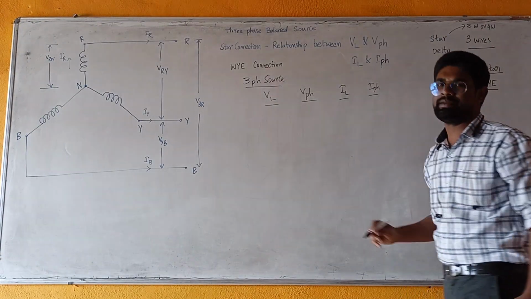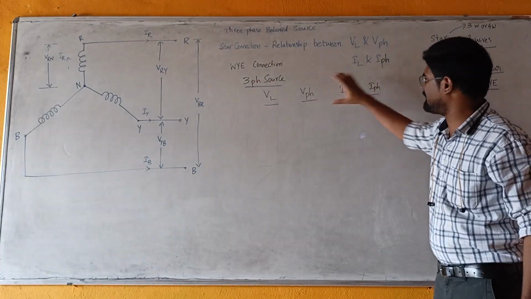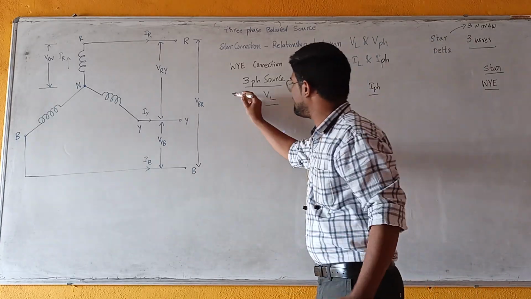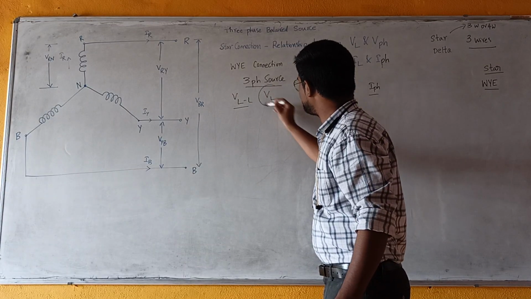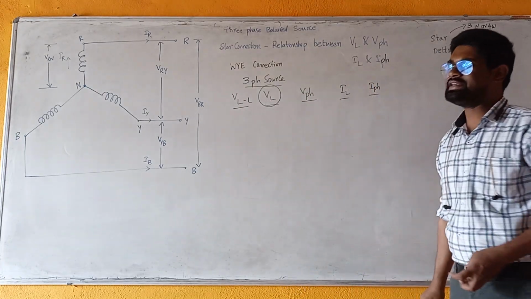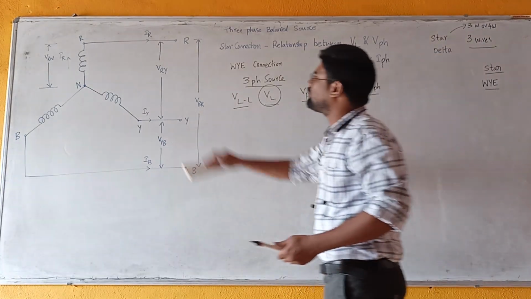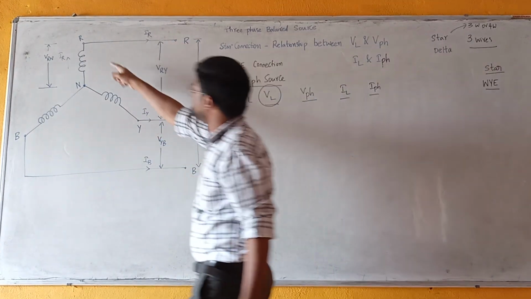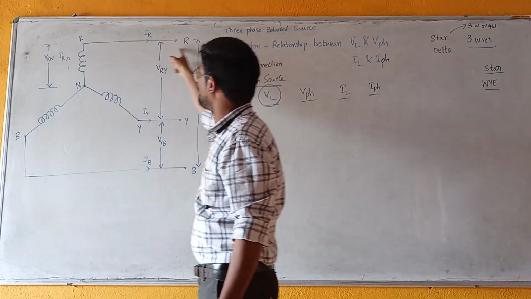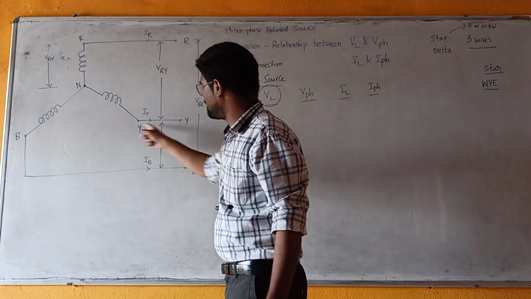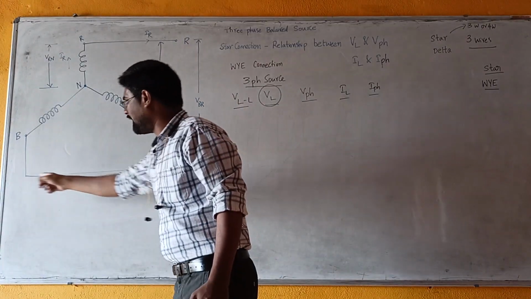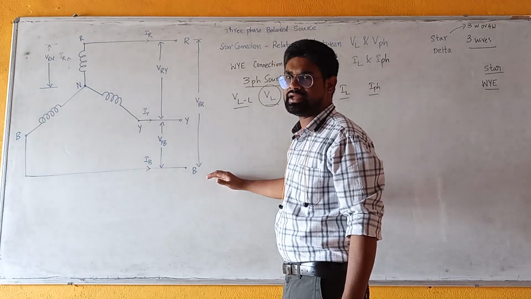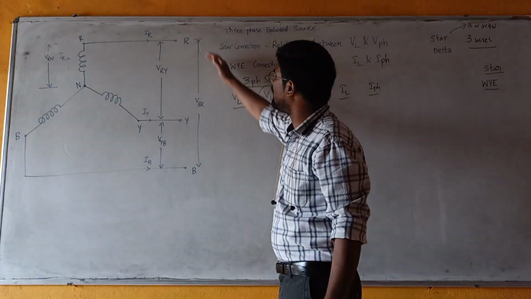Here we have two types of parameters, line parameters and phase parameters. So what is line voltage? Line voltage is line to line voltage, simply called line voltage. It is the voltage between any two lines, where lines mean live conductors. This is R, this is Y, and this is B, and each carries current. There are three live wires here, R, Y, and B.